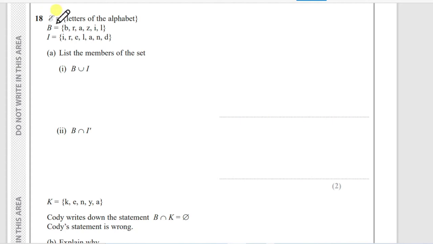So this E thing says that's the set of everything, like the whole space. That's all letters of the alphabet, meaning basically A, B, C, all the way up to Z, X, Y, Z. So all the alphabets, all 26 letters. Now B is for Brazil, I is for Ireland. List the members of this set B uniting I.